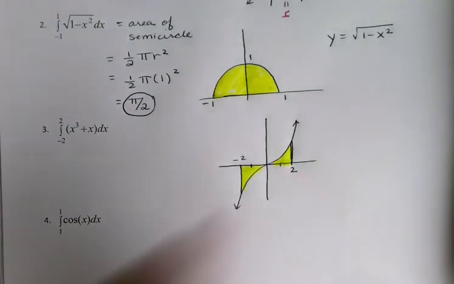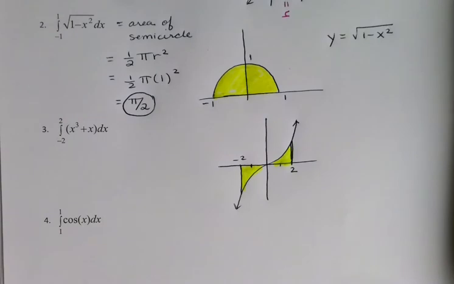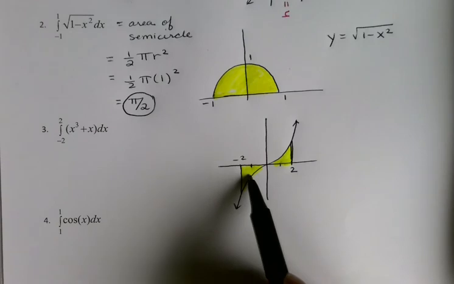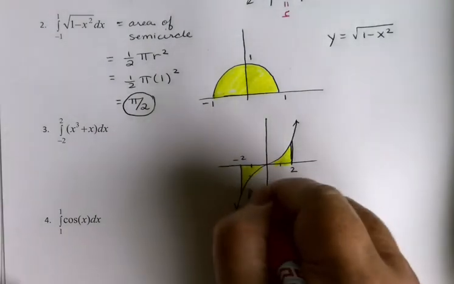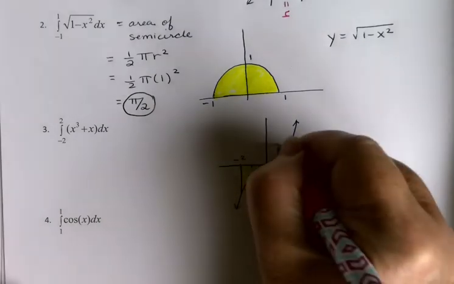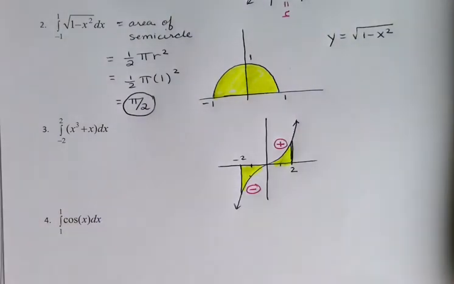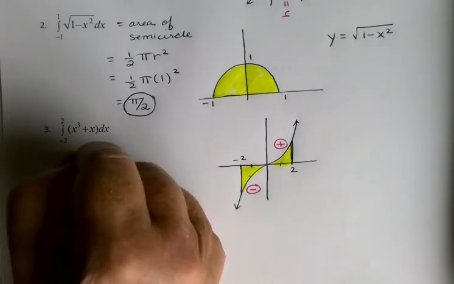I really don't know the value of either one of those areas, but by the symmetry, this one below the x-axis, which will count as negative, and this one above the x-axis that will count as positive, will have to add up to 0. They essentially cancel one another out because of the signs.